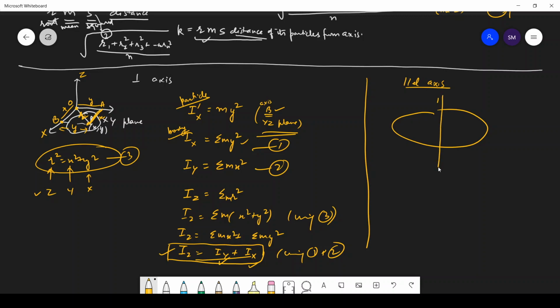Now we know the moment of inertia about this axis, and I want to know the moment of inertia about this other axis. So this axis is at a distance d. This is RS and this is PQ, and we have a particle over here whose mass is m, and it is at a distance x.